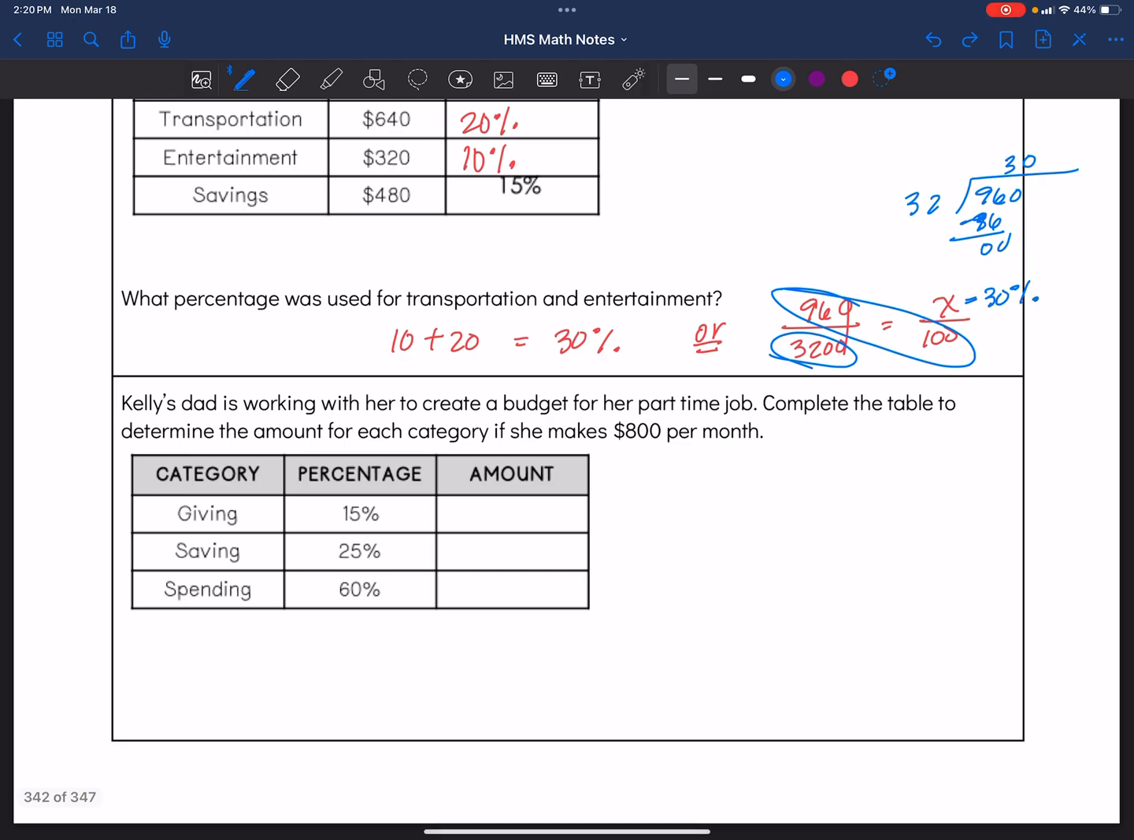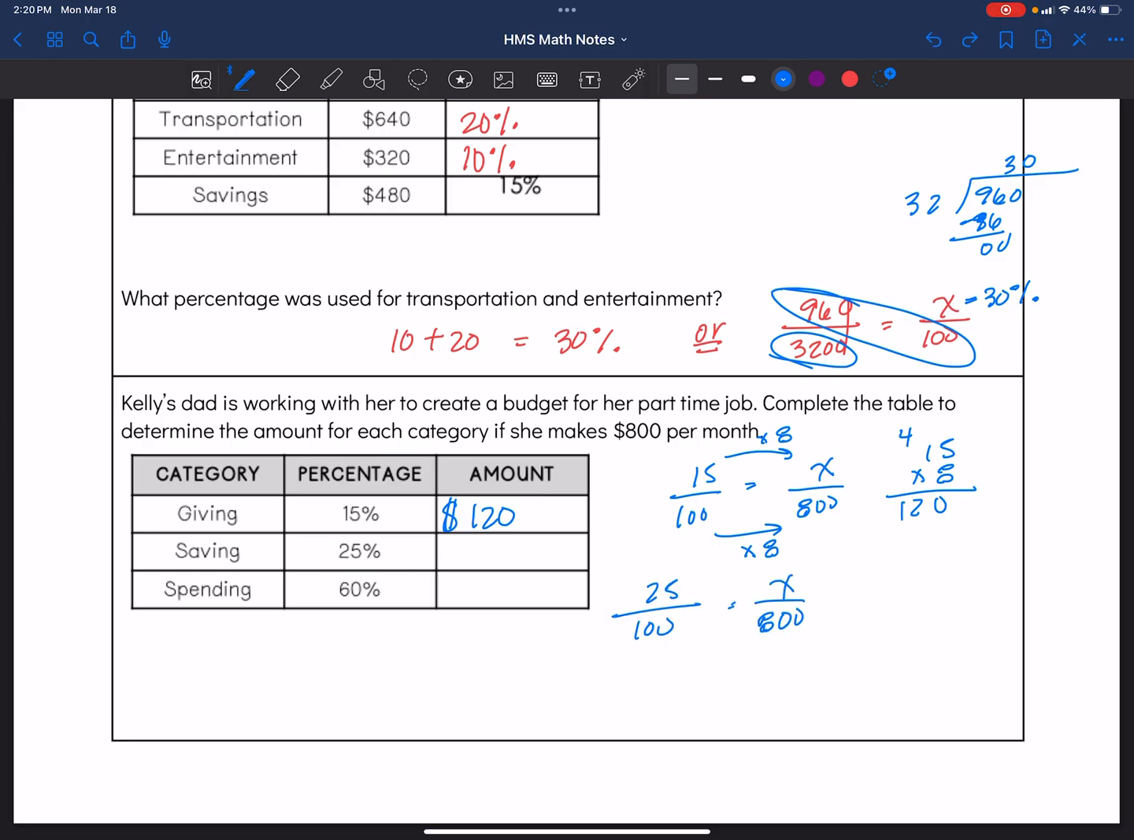Next question. Kelly's dad is working with her to create a budget for her part-time job. She's getting $800 a month. I'm given the percent. I have 15% equals how much in money amount? So 15% is 15 out of 100 equals what out of 800? If I just multiply by 8, I can just scale this. 15 times 8 is 120. Done.